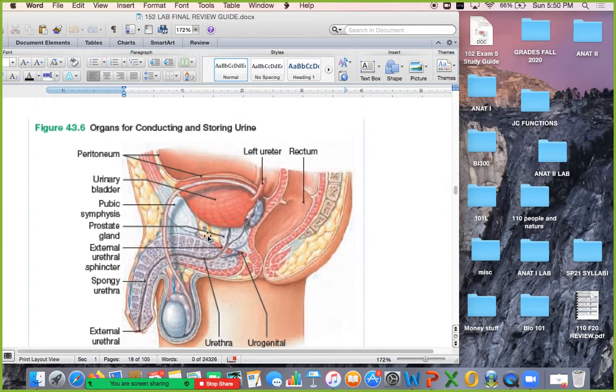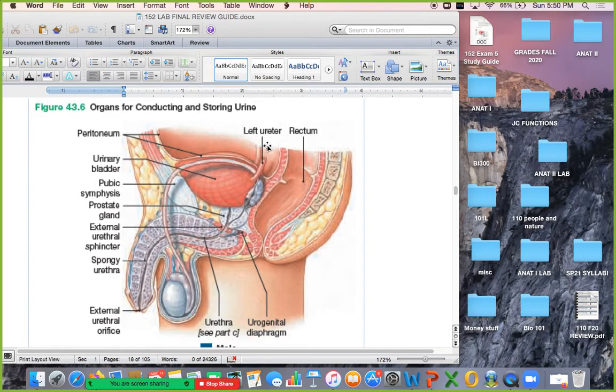All right, so now we're going to be talking about urine storage and transport. So remember, urine is going to be stored in the bladder. It's going to come down from the ureter and be stored in the urinary bladder. But these are also the same organs that we're going to be looking at when we're looking at reproduction. So let's just take a look and pick out some other things here as well.